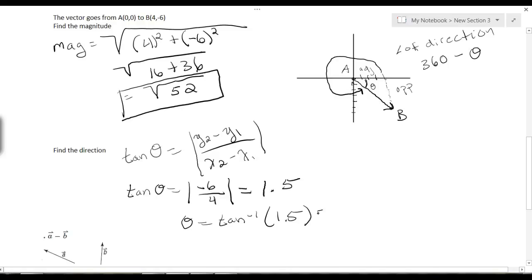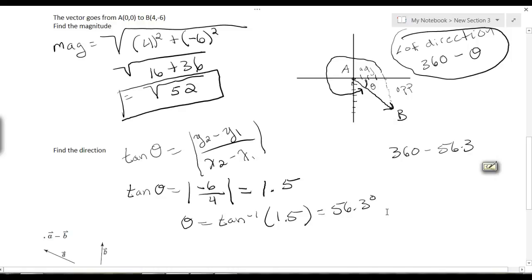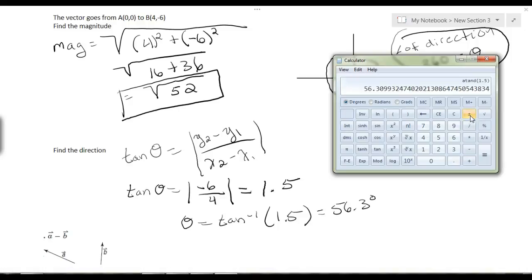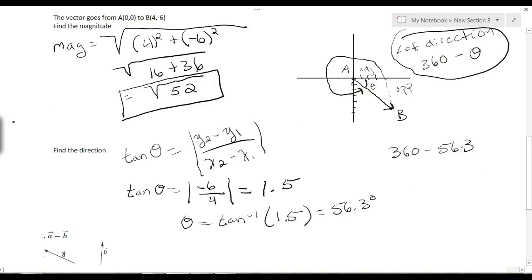So I'll go ahead and write equals 56.3 degrees. And if we remember from up here, we just found theta, so we need 360 degrees minus theta. So 360 degrees minus 56.3. Let's do that in our calculator. I get 303.7. So my direction, I'm going to write there, is 303.7 degrees.